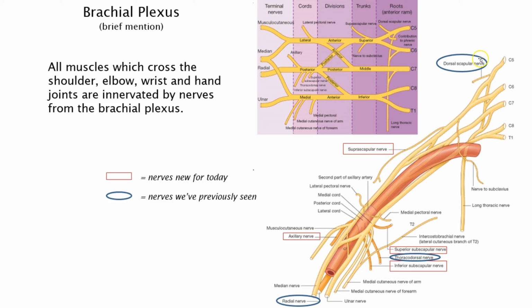We've already seen the dorsal scapular nerve in the superficial back serving the rhomboids and levator scapula muscle. We've seen the thoracodorsal nerve serving the latissimus dorsi muscle. We've seen the radial nerve coursing through the radial or spiral groove in the humerus. However, we don't know yet what it innervates. So we're going to touch on these other nerves today, the ones outlined in red. While we're on the slide, note that we have this big red artery coursing through the brachial plexus. This is called the axillary artery.